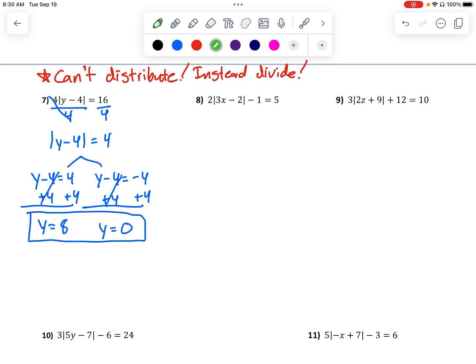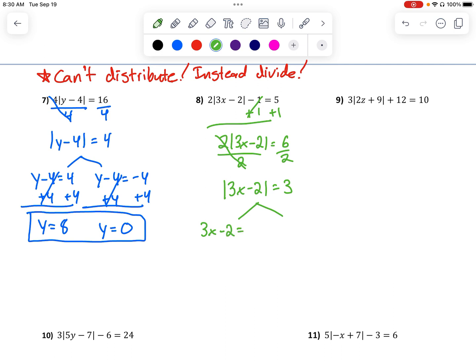Ooh, number 8 has a lot going on, but again, our first step is just to get the absolute value alone. So we always move what's being added or subtracted first. And again, we can't distribute the 2, so we have to divide. And now our absolute value is alone, so we can split it up. So we can add 2, so 3x equals 5. Dividing by 3, ooh, you can't do 5 divided by 3. It would be a decimal, so we're going to leave it as a fraction, 5 over 3.